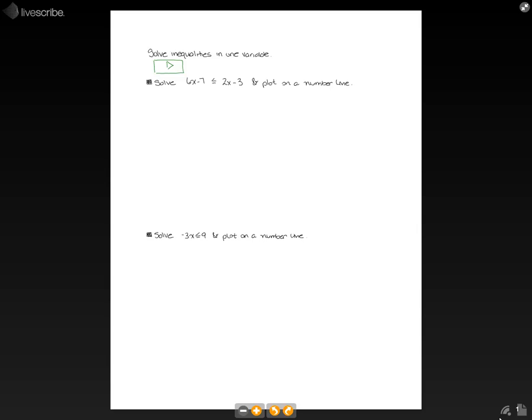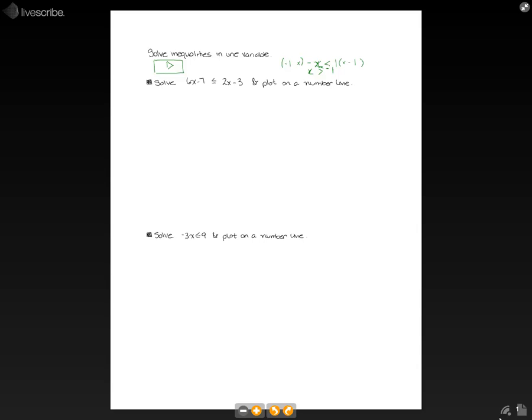If we have something like negative x is less than 1, remember that anytime we multiply or divide by a negative number, we switch the direction of the sign. So if we were going to get negative x to just be x, we'd have to multiply by negative 1 on both sides, which would tell us x is greater than negative 1. So remember that this inequality sign switches directions.